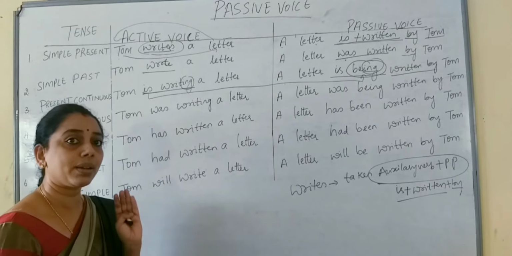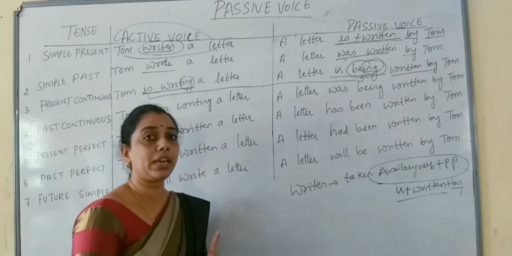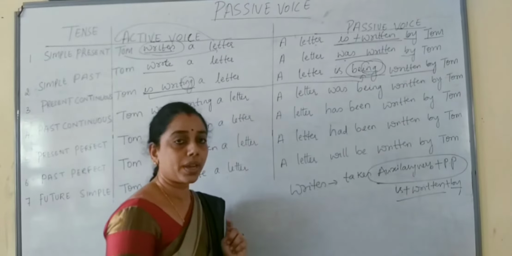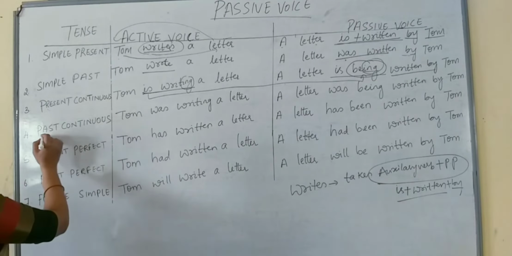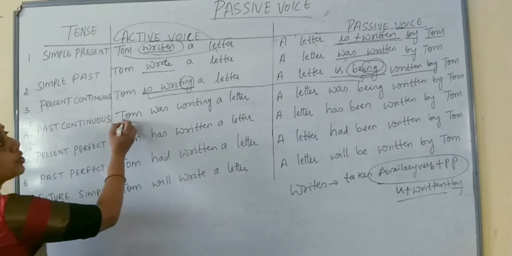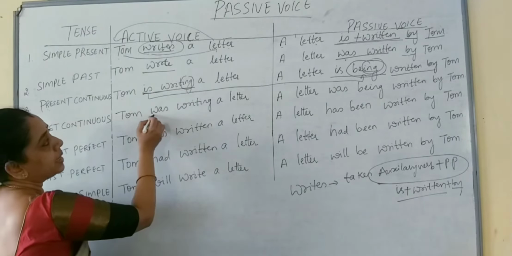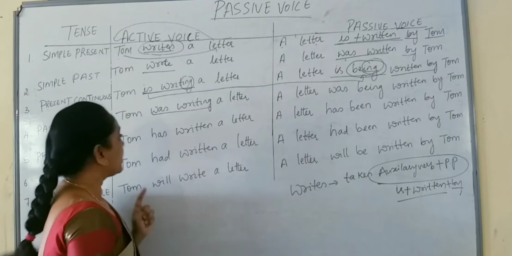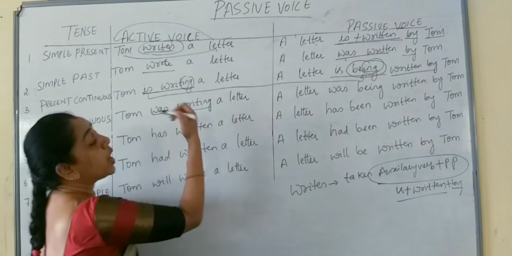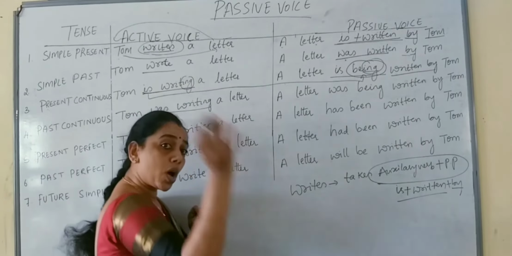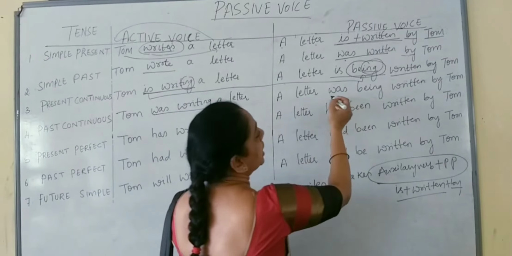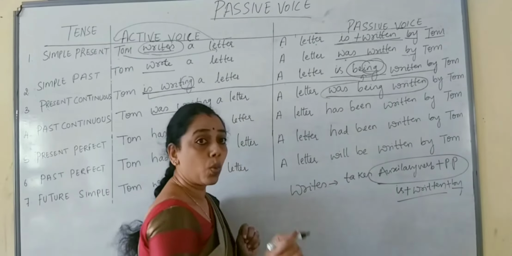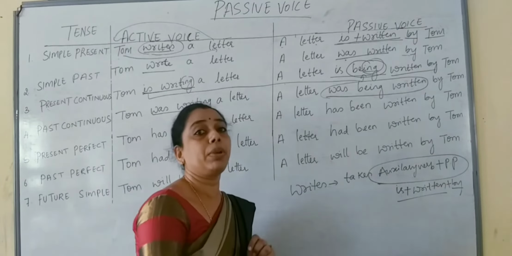Did you understand? In present continuous, is written changes to is being written. Okay. Now next one, past continuous. The same thing. So Tom is writing is present continuous. Was writing is past continuous. So past continuous is Tom was writing a letter. He was writing a letter, and that was changed to a letter was being written. Was written changes to was being written.